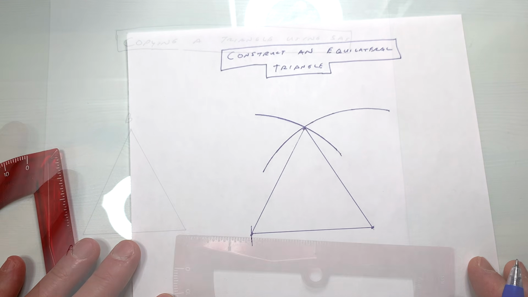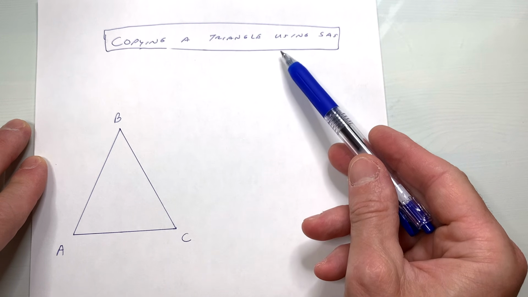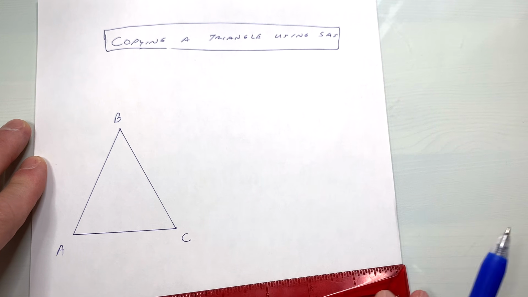Okay, in this next construction, we're going to talk about how to copy an entire triangle using side-angle-side. So how do we do that?